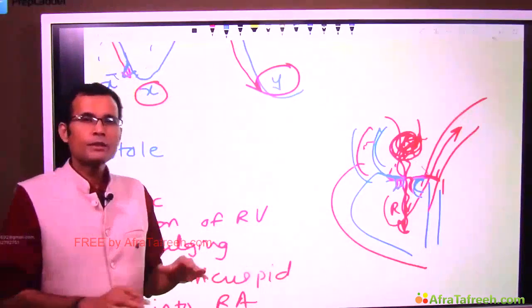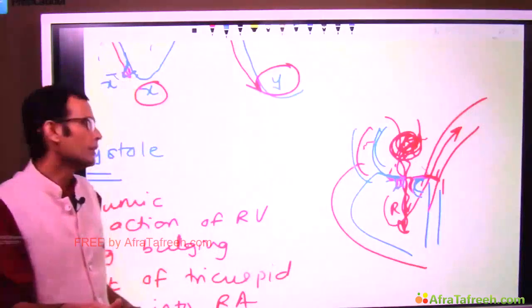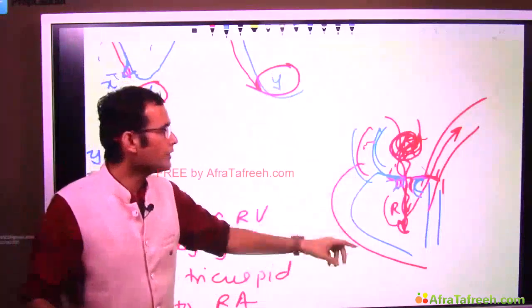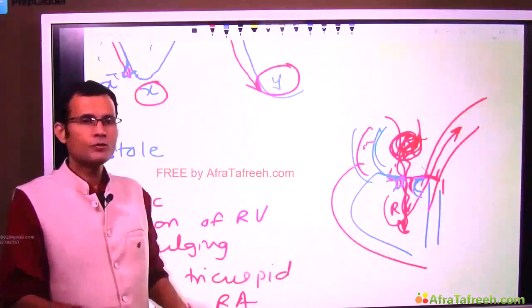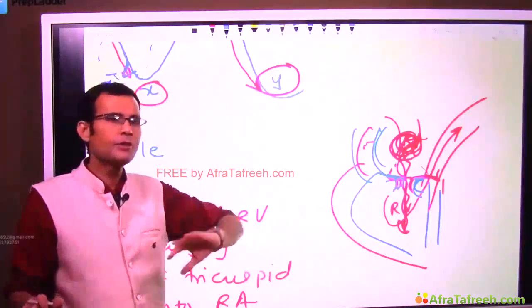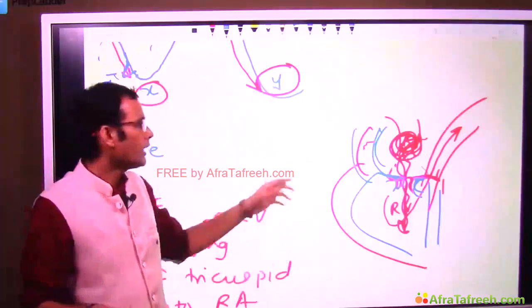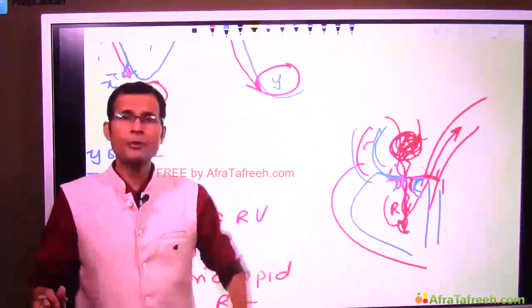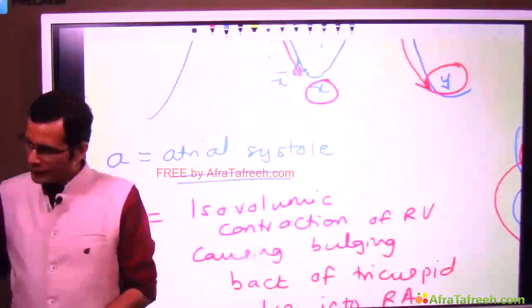But when there is a complete AV dissociation, which happens because of conduction abnormalities, then the right atrium contracts against a closed tricuspid valve. Yes, because of a complete dissociation between the atrial events and the ventricular events. No synergy. And therefore, if the right atrium contracts against a closed tricuspid valve, then a large A wave, a canon A wave, can be recorded.